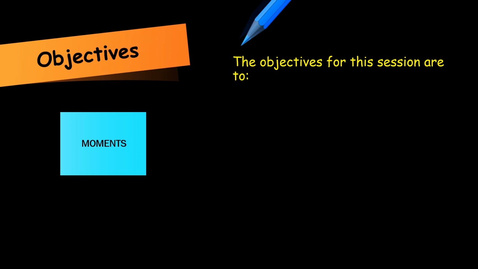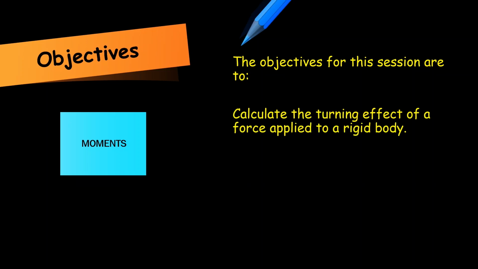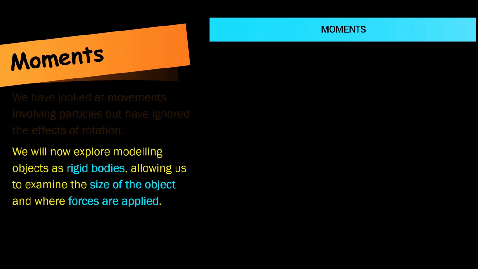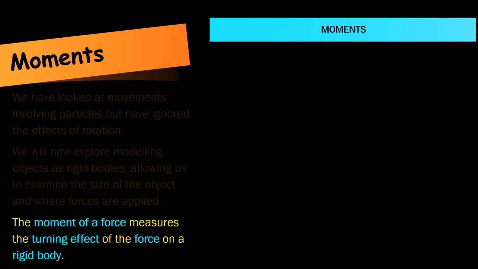The objectives for this session are to calculate the turning effect of a force applied to a rigid body. We have looked at movements involving particles but have ignored the effects of rotation. We will now explore modelling objects as rigid bodies, allowing us to examine the size of the object and where forces are applied. The moment of a force measures the turning effect of the force on a rigid body.